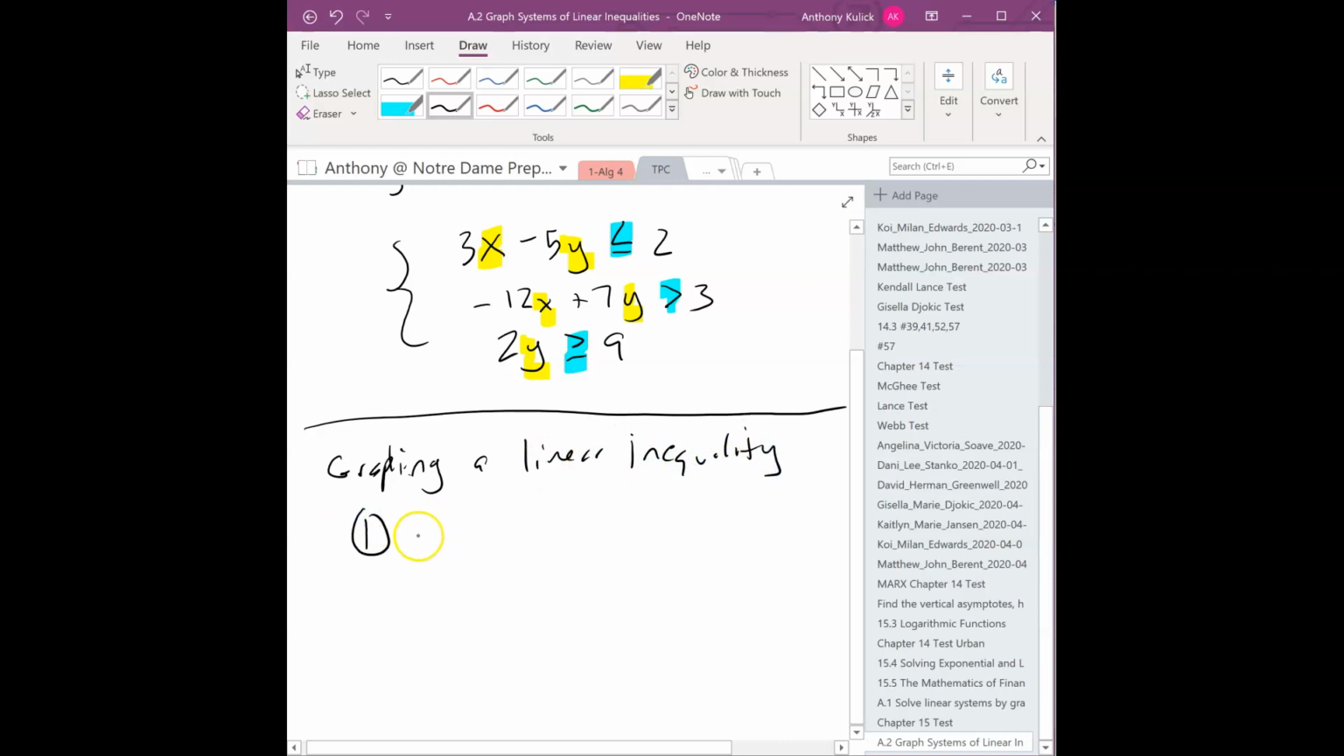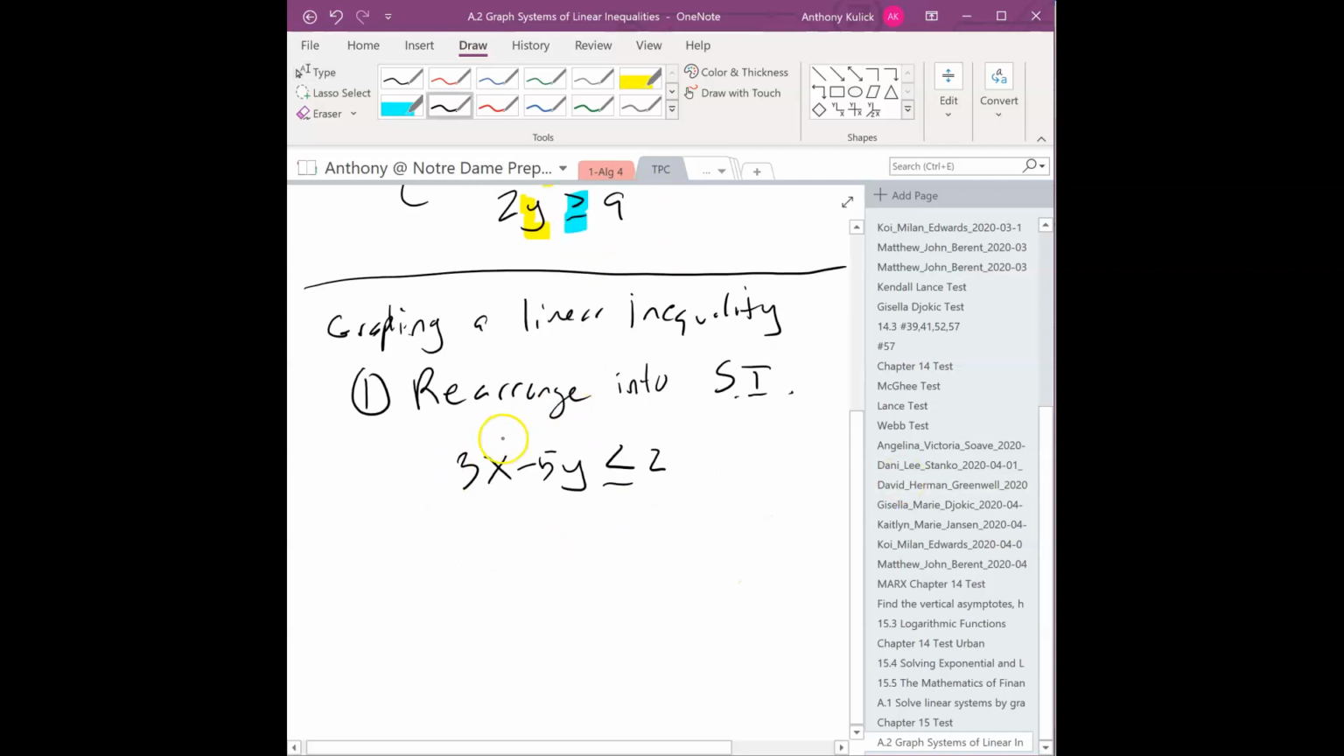the first thing we want to do is to rearrange the inequality so it's in slope-intercept form. So for example, if I have 3x minus 5y is less than or equal to 2, the first thing I want to do is get this to look like y equals mx plus b. So subtract 3x from both sides. And the next thing is we'll divide both sides by -5.